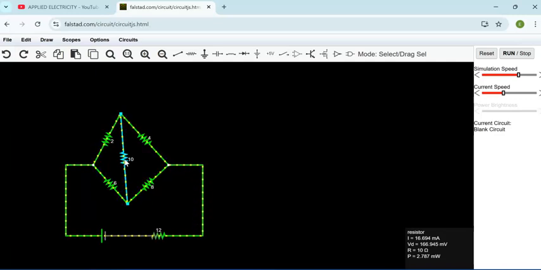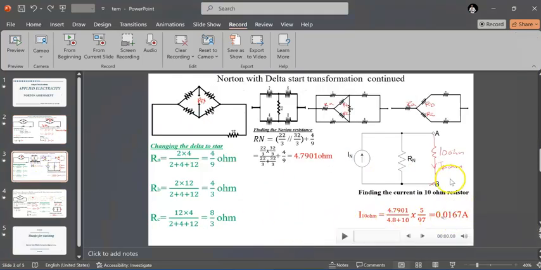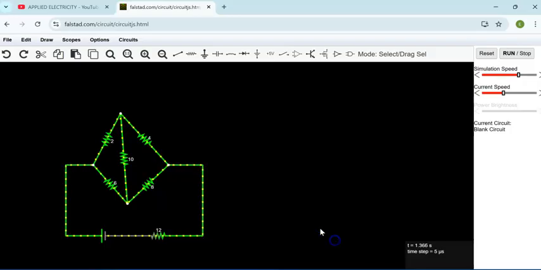Milliamps is 10 to the power minus 3. So you see, when we do that, we end up getting the same answer as this, which is also equal to 0.016 amps. So that is how we can use the simulation to also solve this question.